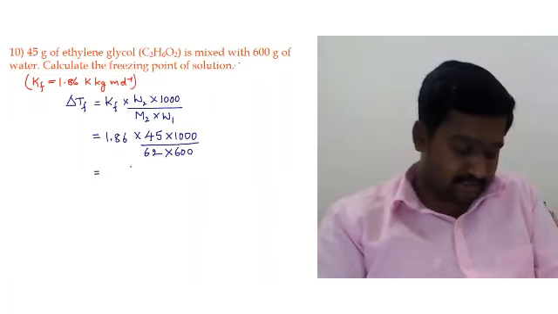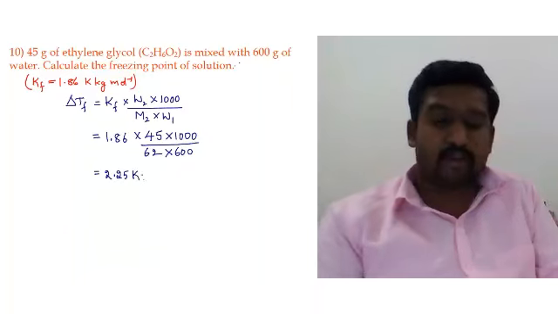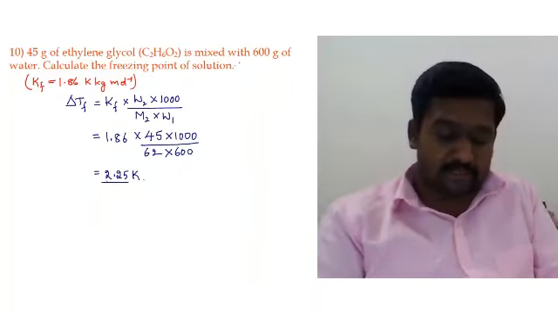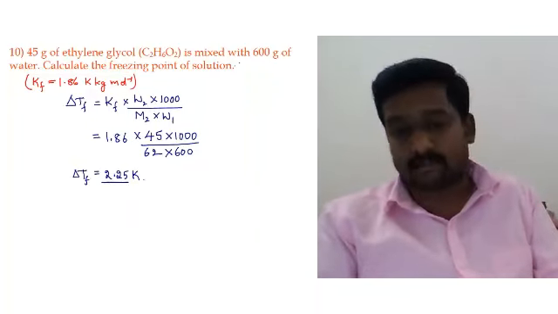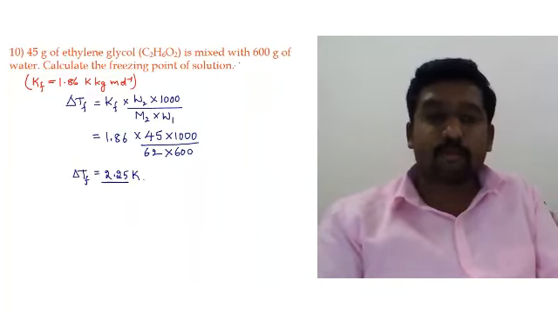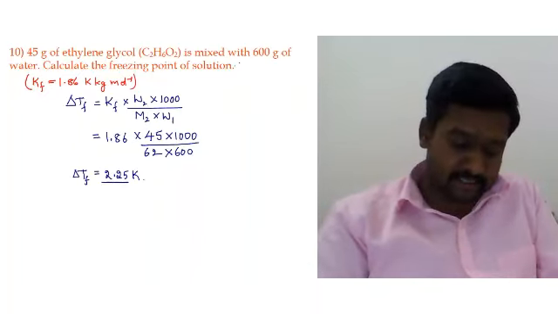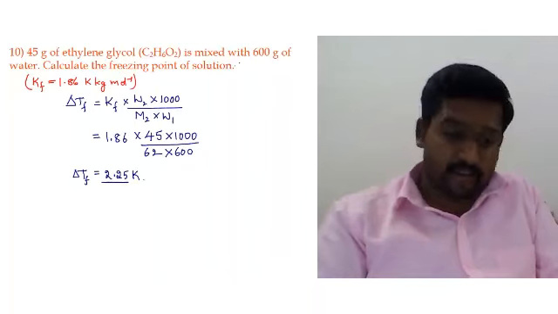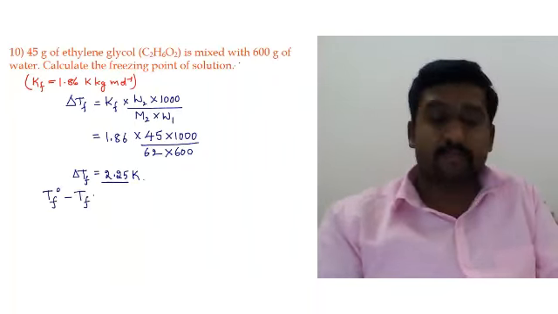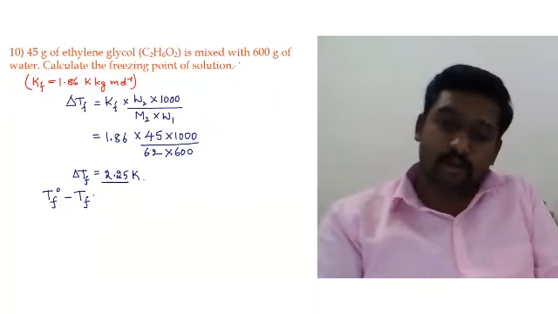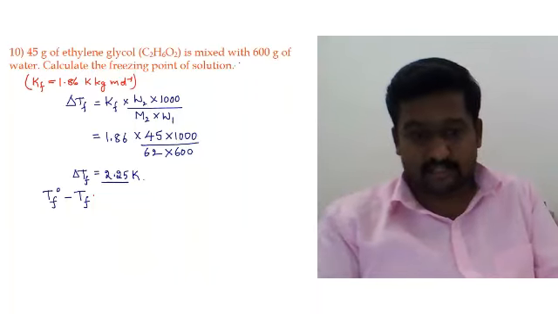And the right answer from my calculation is 2.25, and the unit is Kelvin. This much of depression of freezing point has taken place. But they want the freezing point of solution. It is not what is the depression. Well, the answer is simple. Delta TF is actually TF naught minus TF. That is freezing point of pure solvent minus the freezing point of solution, because there is a decrease.